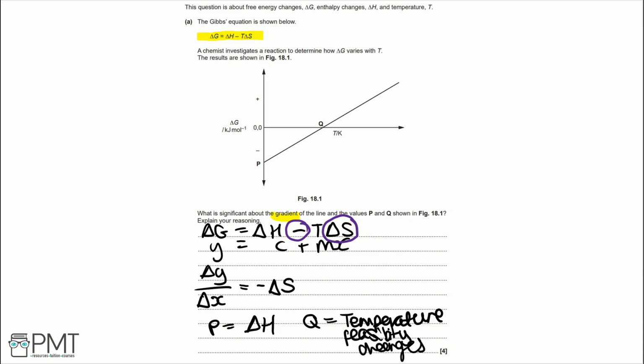To get the 4 marks for this question, you need to compare the equation for Gibbs free energy to the equation of a straight line. You need to say what the gradient is and the values of P and Q.